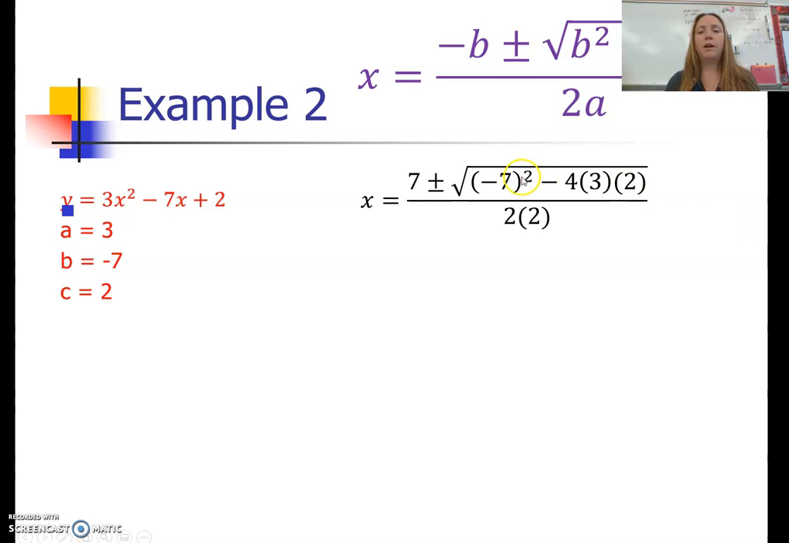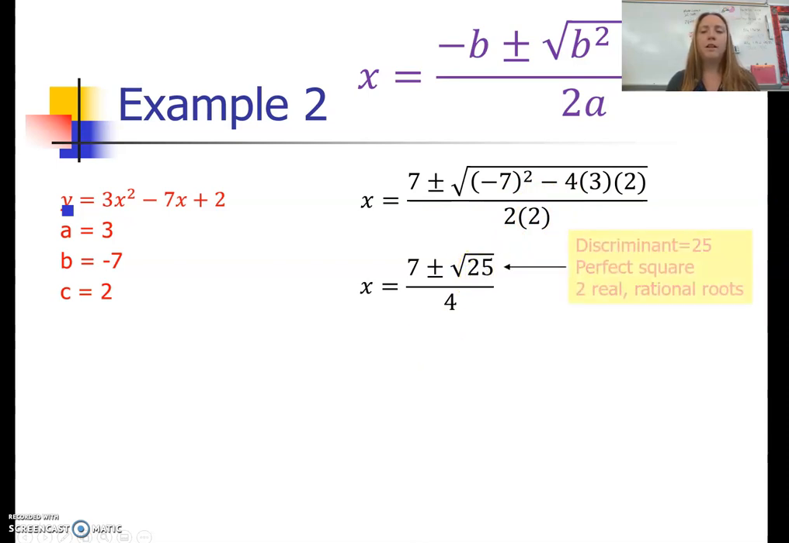So then I'm going to simplify the discriminant, and I get 25. Then I'm going to simplify the 2 times 2 to get 4. And I'm going to take a look at this number 25. This is a positive number, and it's a perfect square. So what that tells me is I'm going to have two rational roots. What that also tells me is I can factor the original problem to get the answers, and sometimes that might be a better route for you. So if not, we can take the square root of 25 and get 5. So I have 7 plus or minus 5.